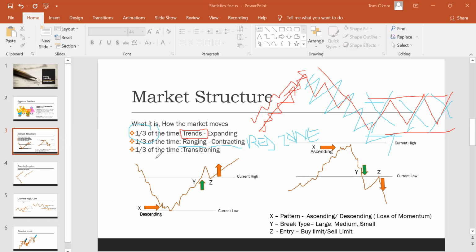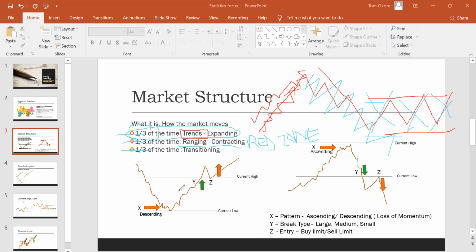Then a third of the time, the market seems to be in transition between the trend and the contracting phase, or the red zone. So it's not quite exactly defined. That's why when we are trading, depending on the type of trader you are, you have to be cognizant of those three phases of the market. But for us, we'll be more concerned about the trending phase. Our goal is to catch the trends.